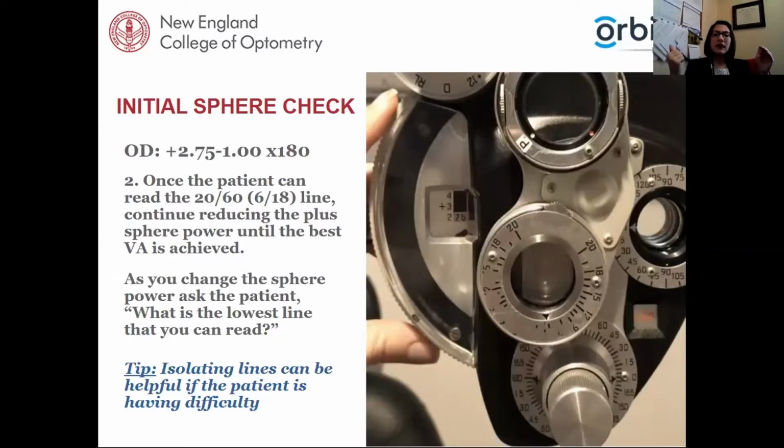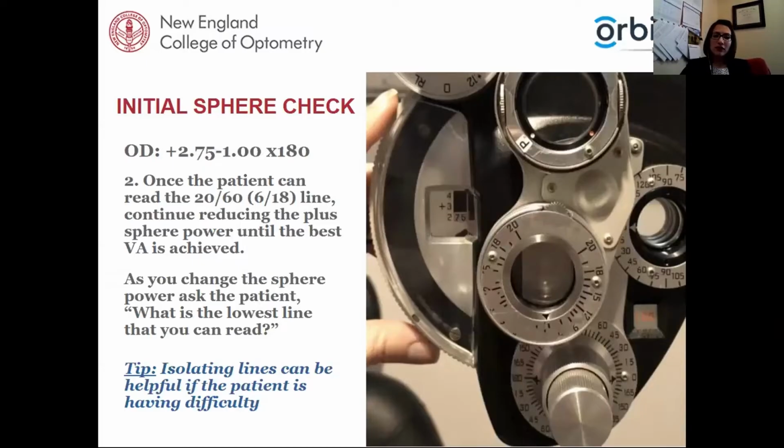And now at this point, I start to change, again, that quarter diopter. So maybe I'm at +2 at this point. I know this is +2.75, but that was just to show how you change a quarter diopter at a time. So maybe we're at +2 at this time. So I'll change it to +1.75 and say, okay, what's the lowest line that you can read here? And see how far they can read down the chart.